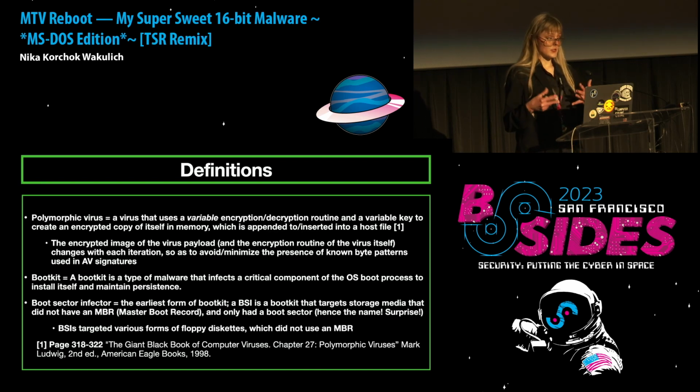And then boot sector infector, or BSI. A boot sector infector is the earliest form of a bootkit. So a BSI is a bootkit that targets storage media that didn't have an MBR, and an MBR is a master boot record, which has a partition table and allows you to boot multiple OSs. But a boot sector infector targets storage media that only had a boot sector, hence the name. And BSIs, especially of this era, targeted various forms of floppy diskettes, which didn't use an MBR.